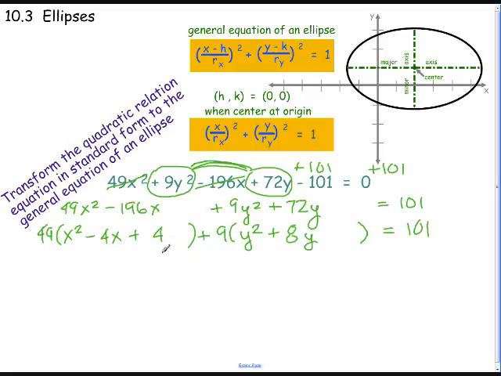Out of balance, seriously out of balance, because I not only added 4, I multiplied that 4 by 49. So what did I do? I added actually 196. So I better fix that quickly before the ship sinks here. There. Now we're back in balance. This one. Take half of 8 and square it. Plus 16. Okay. 16 times 9.